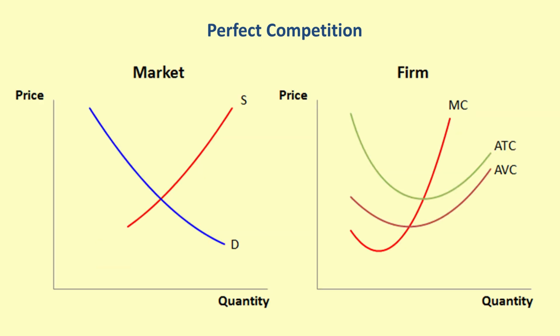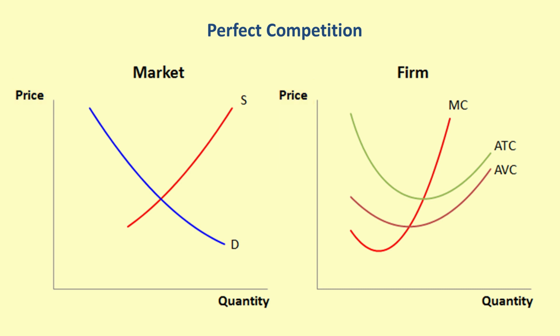Let's look at the relationship between what happens in the entire market and what happens at the level of an individual firm in perfect competition. On the left, we see the demand and supply curves for the entire market for a good, and on the right, we see the marginal cost, average total cost, and average variable cost curves for an individual firm in that perfectly competitive market. The vertical price axis for both graphs has the same scale.